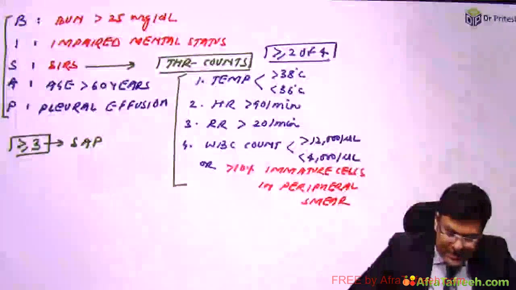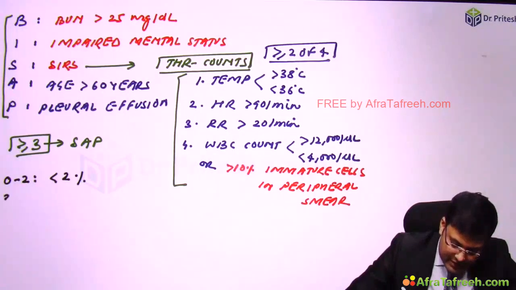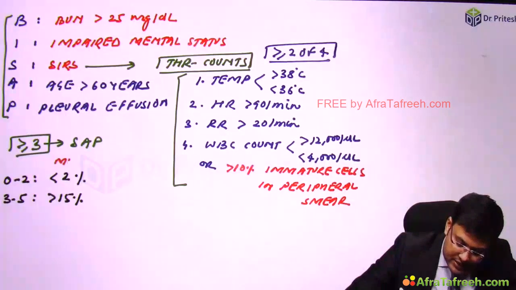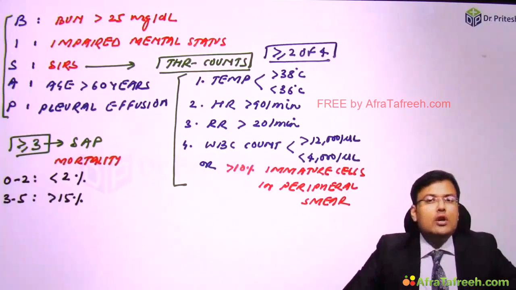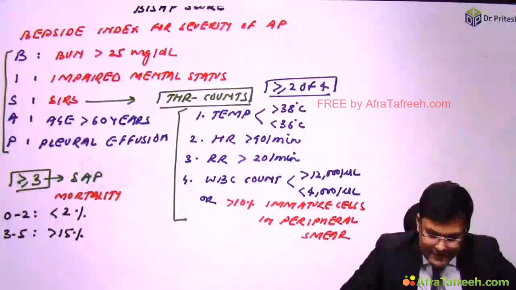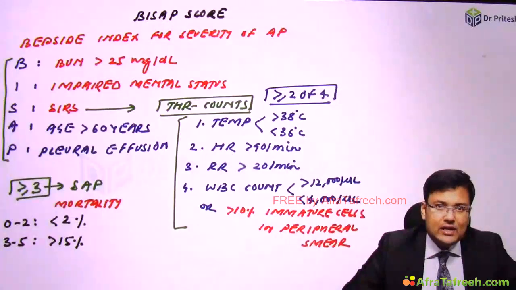Now see the mortality. If the score is 0 to 2, how much is the mortality? Less than 2%. And when the score is 3 to 5, how much is the mortality? More than 15%. So score 0 to 2, the mortality is less than 2%, and if it's 3 to 5, it's more than 15%. It's very, very important, this Bishop score, and this is frequently asked nowadays.